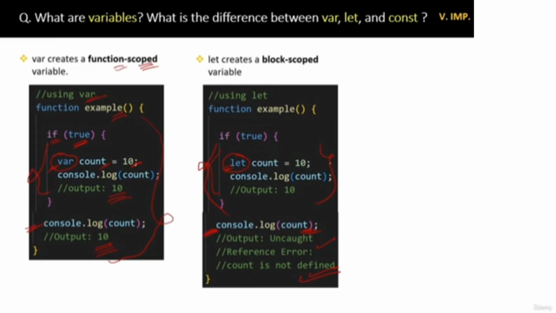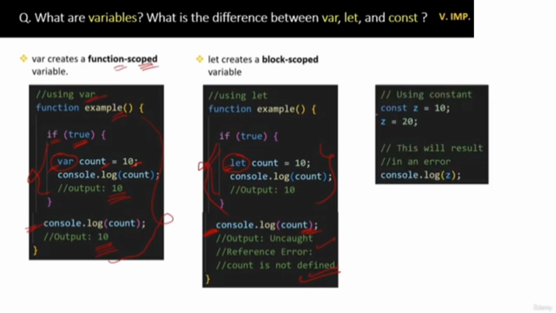Alright, the next keyword is the const keyword, whose purpose is slightly different from the var and let keywords. Here in the code, you can see we assigned const z equal to 10. And then we are trying to assign a new value to z. But then our program will throw an error while logging. The reason is const can be assigned only once and its value cannot be changed afterwards.